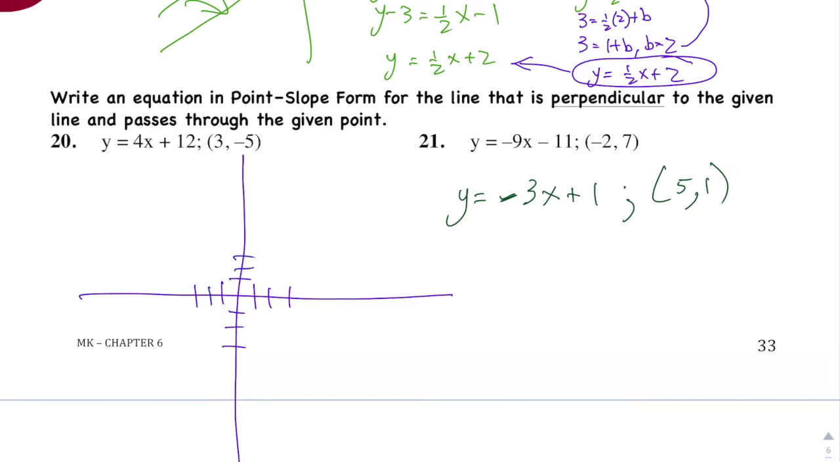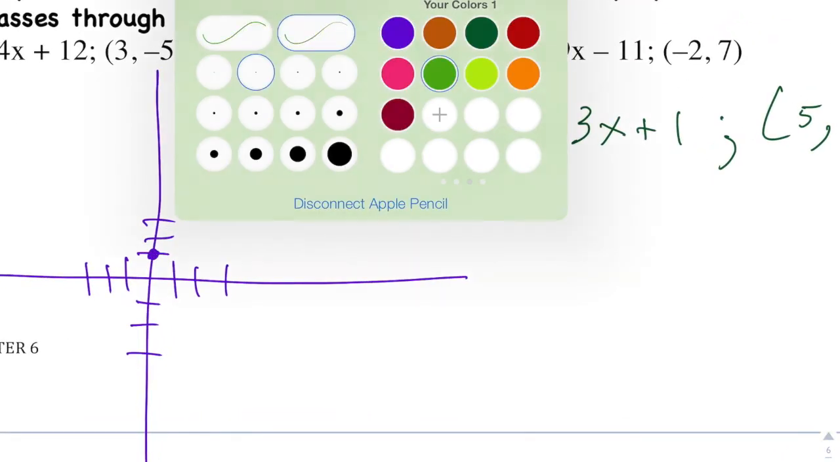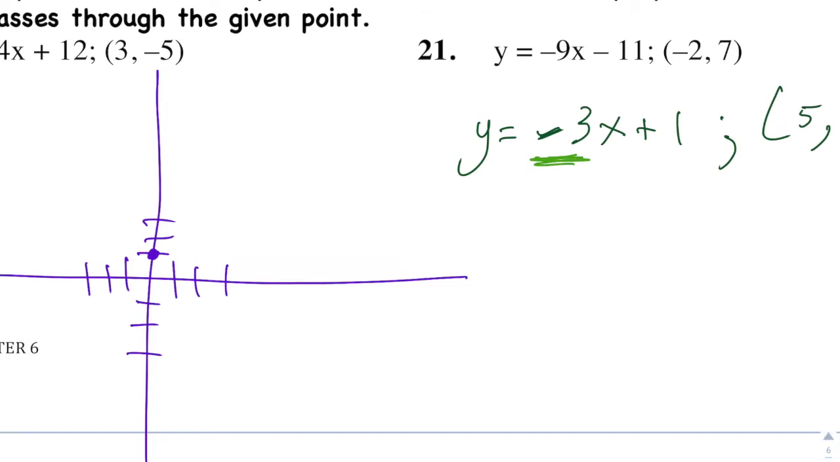Negative 3x plus 1 should look a little something like this. Y-intercept of 1, and it's got a slope of -3. So what does that entail? Make sure it's pitching this way. You go down 3. 1, 2, 3, and across 1. Bang. Okay.